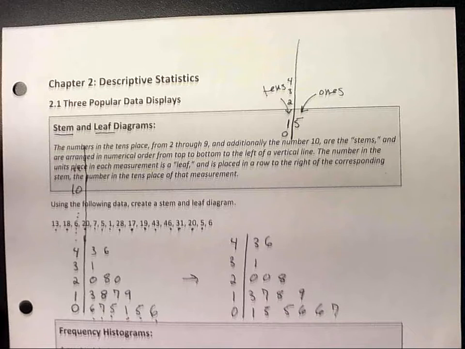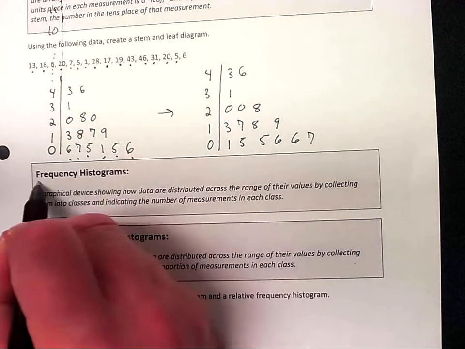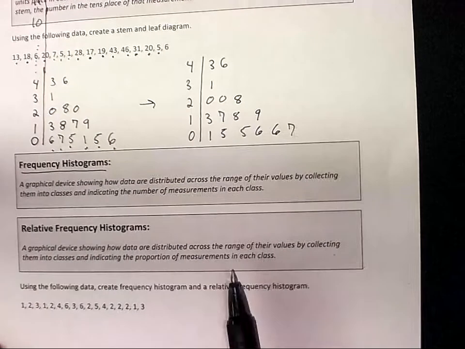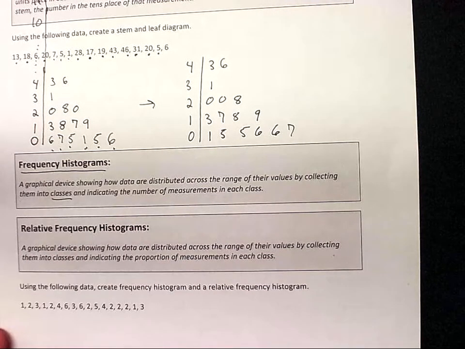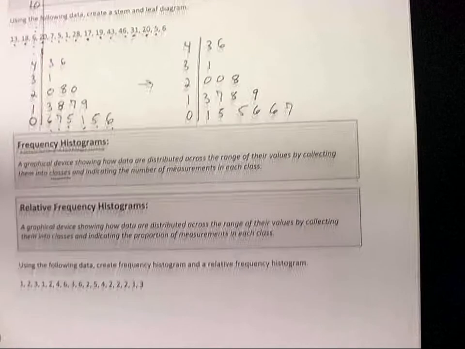All right. The next thing that we're going to do is create frequency histograms. A frequency histogram, just like it says right here in this definition, is a graphical device showing how data are distributed across a range of their values by collecting them into classes and indicating the number of measurements in each class. So let's do that here for a second.